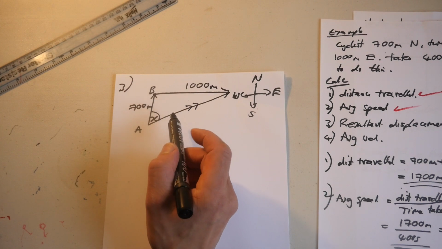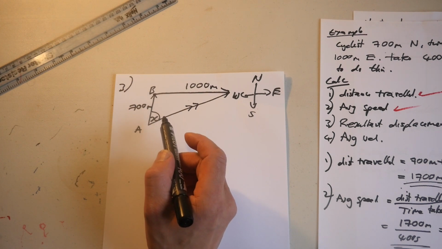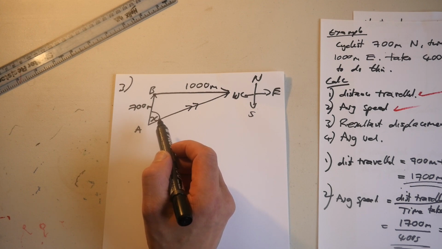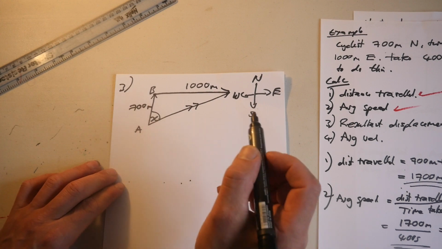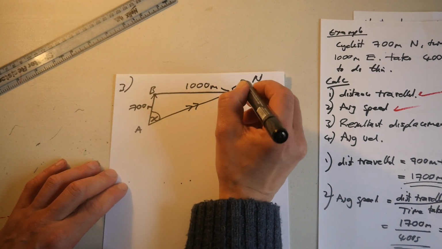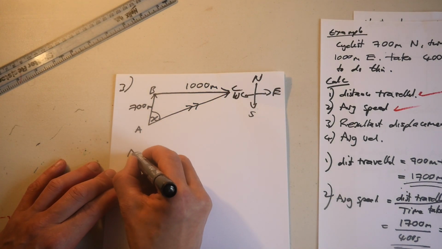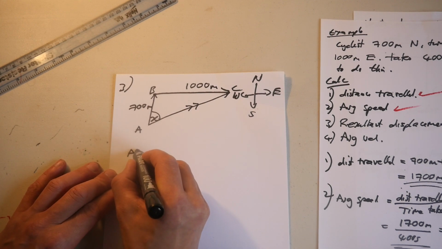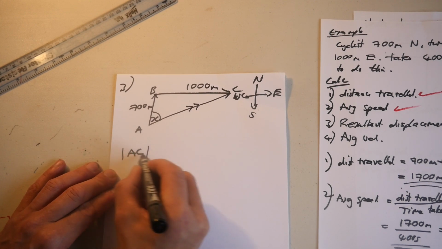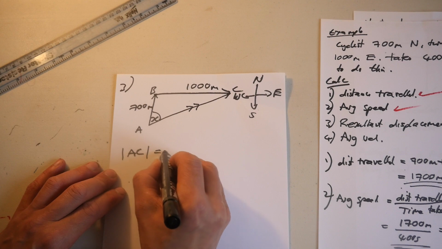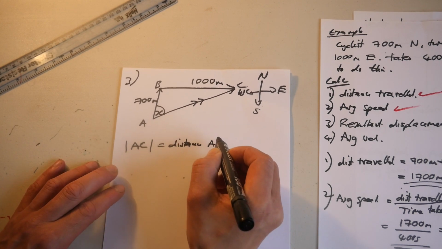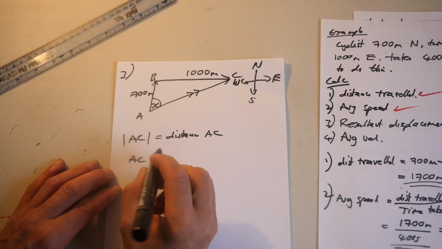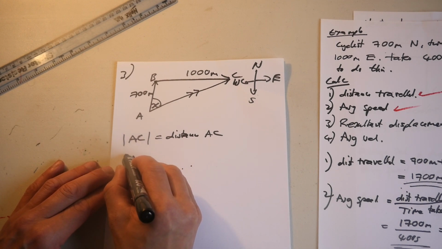Actually, I was meant to use a scale vector diagram on this, using a protractor, but I don't have a protractor. I'm going to do it in another video, so I'm using Pythagoras instead. To work out ABC, I want to work out AC, the distance A to C.